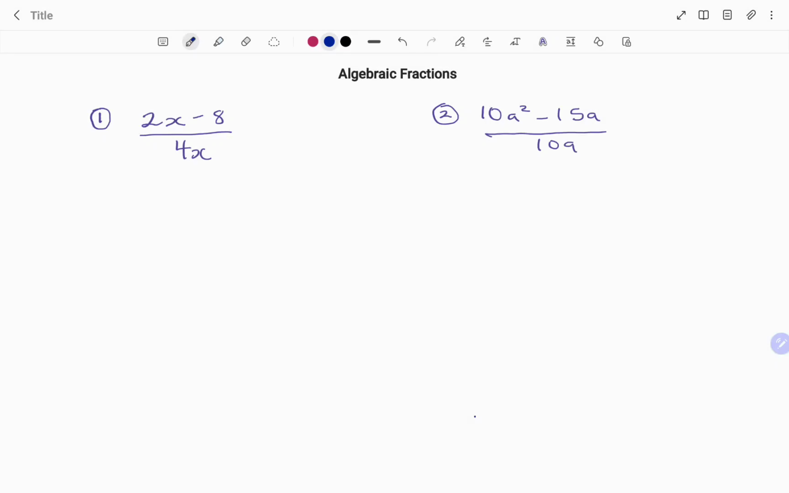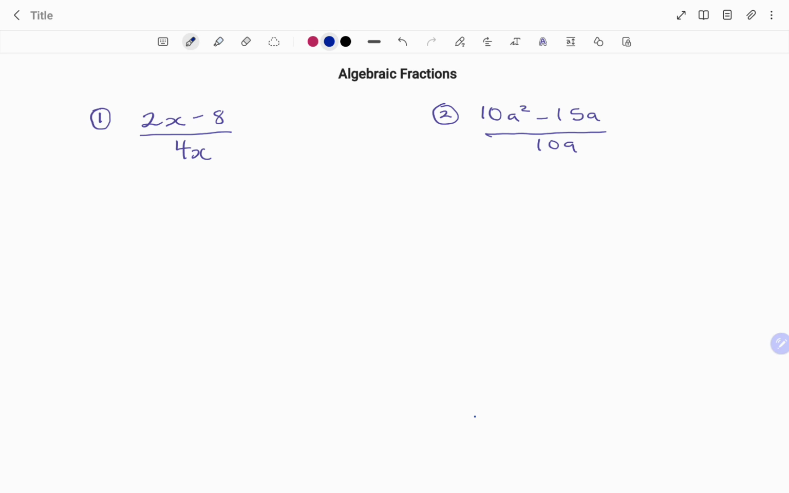In this video, I'm going to show you how to simplify algebraic fractions by factorization. In the first example, we have 2x minus 8 over 4x. For each term in the numerator and the denominator, we need to find the highest common factor. You can find the link to finding the highest common factor of any number in the description below.